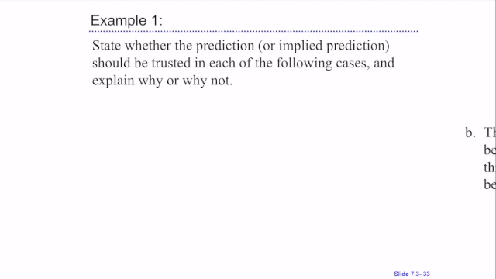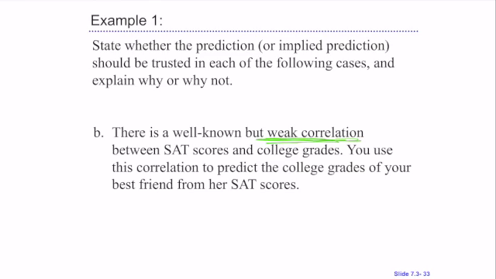Next, there's a well-known but weak correlation between SAT scores and college grades. You use this correlation to predict the college grades of your best friend from her SAT scores. She's great. She's a good best friend. The problem is you do not want to use this correlation because it is weak, right? If there was a strong correlation, we could totally do this, but because there's a weak correlation, we're not going to.